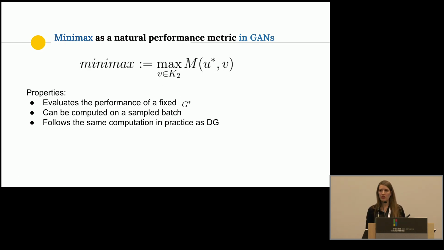As a byproduct of the duality gap comes the first term that we call the minimax term. It's basically, for a fixed generator, trying to find the most adversarial discriminator. And this is useful if you just want to evaluate the generator, since the duality gap evaluates the entire GAN at once. So if you have a batch of samples that you want to evaluate, you can just use this term. And the computation that we follow in practice is the same as the one I showed for the computation of the duality gap.